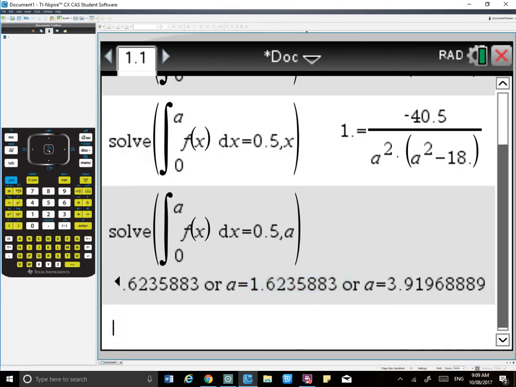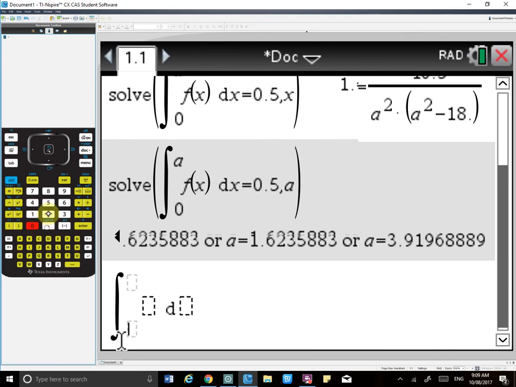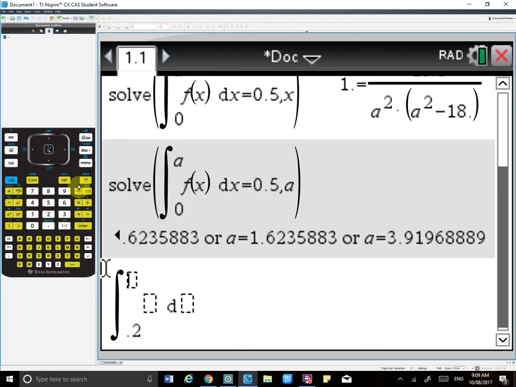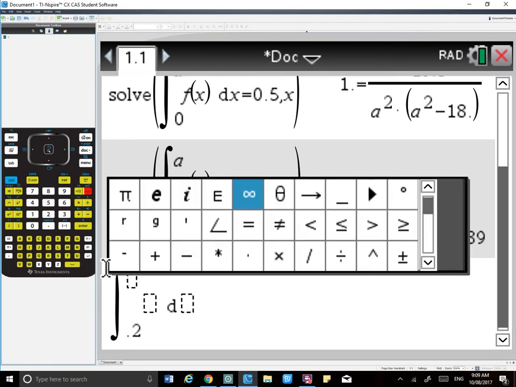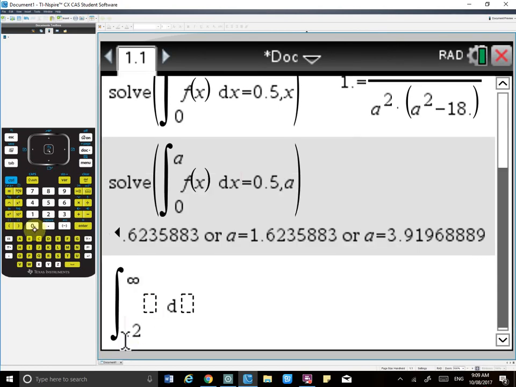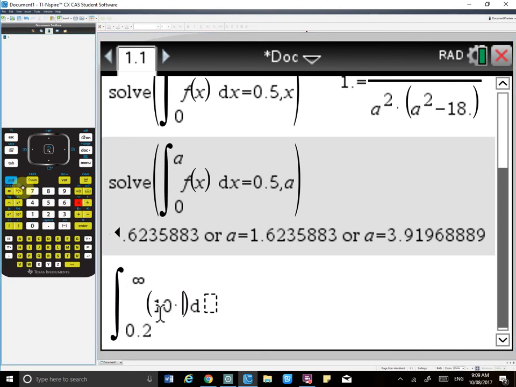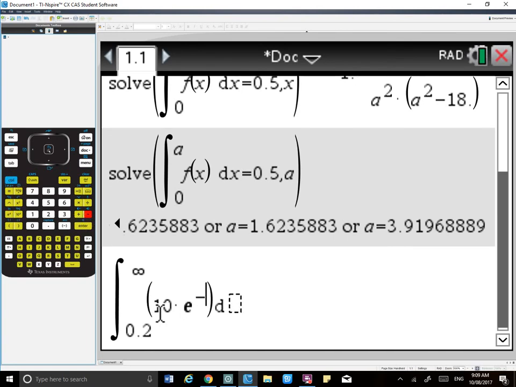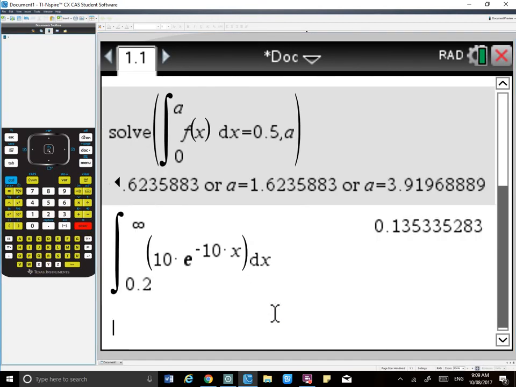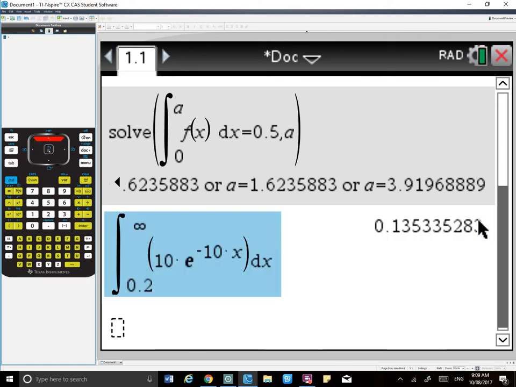So what I will have is 0.2 to infinity. Where's the infinity? It's control and the button of the book. You have the infinity sign here. 0.2 to infinity, 10 times exponential negative 10 times x, dx. That's 0.135335 something. Well, that's not an exact value.